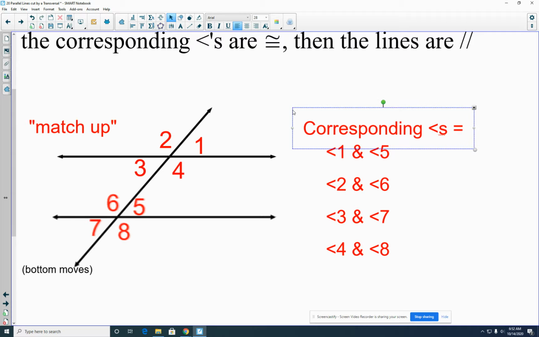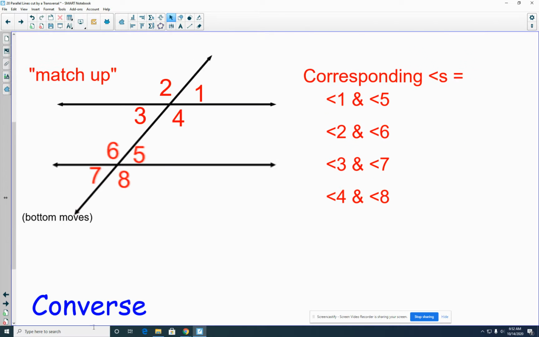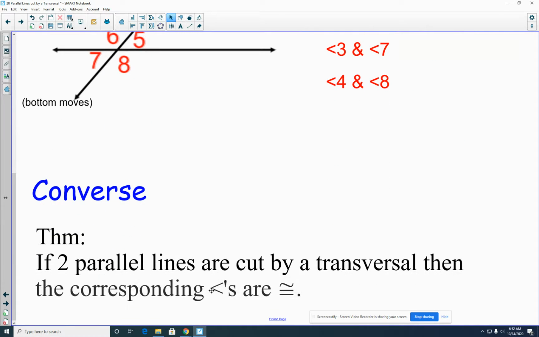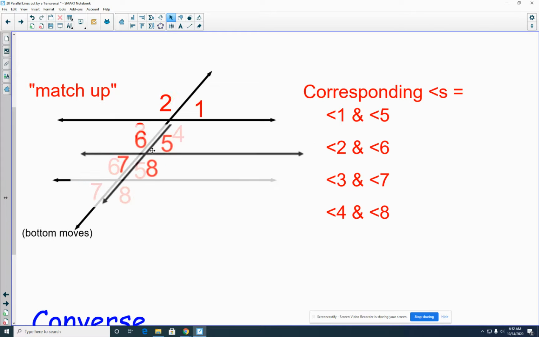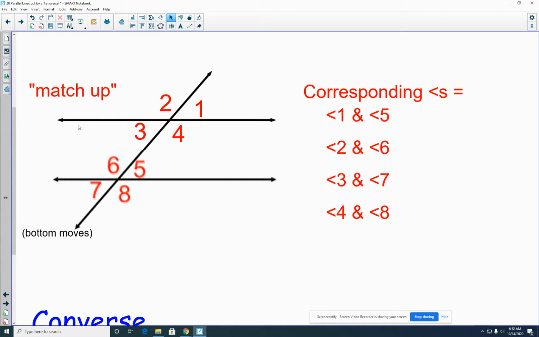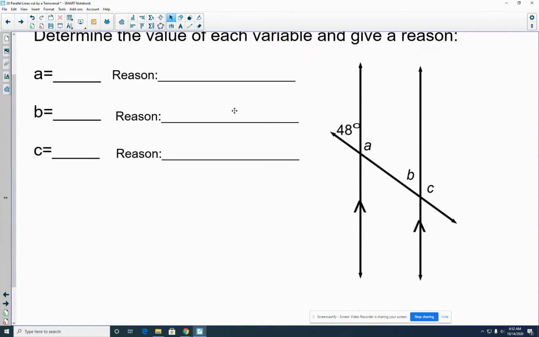And they're equal. Okay. So think about which ones kind of match up. Corresponding angles are congruent. Converse again, if you have your parallel lines cut by a transversal, then the corresponding angles are indeed congruent. Okay, so corresponding angles are really important to remember and look for, right? You have to remember those corresponding angles. Now, let's take a look at what we have here.